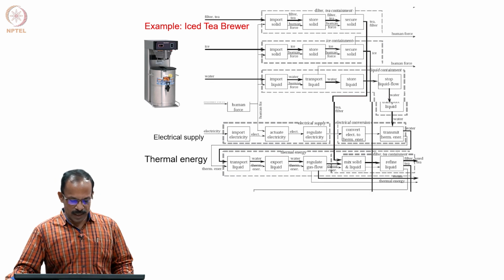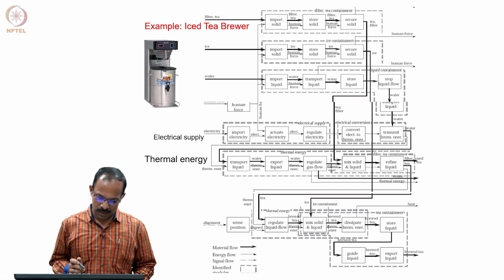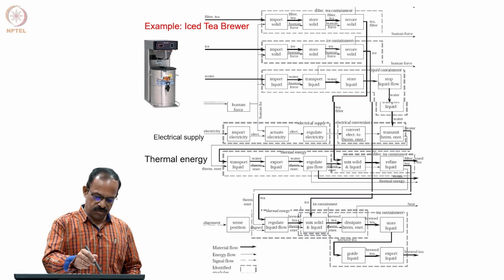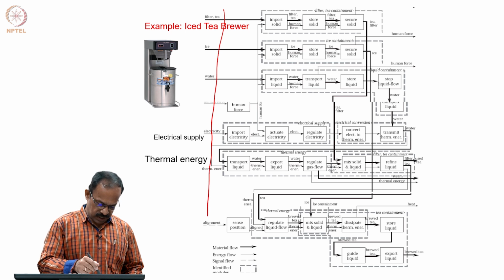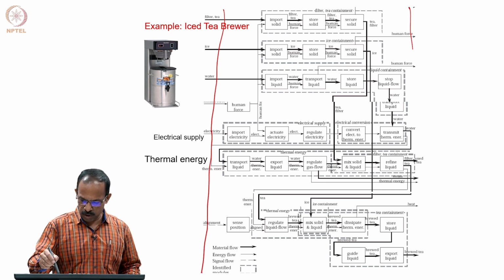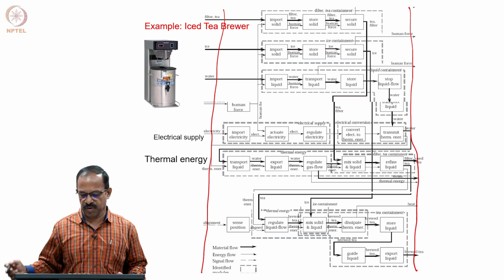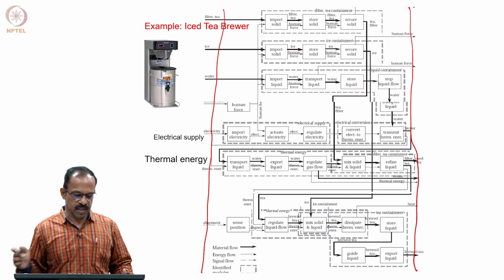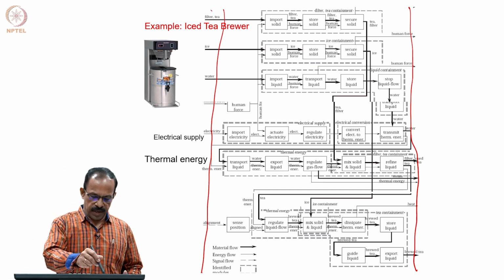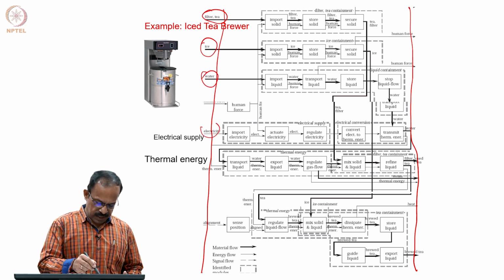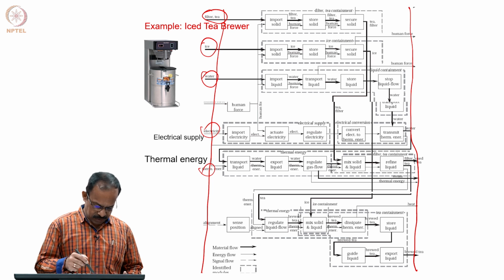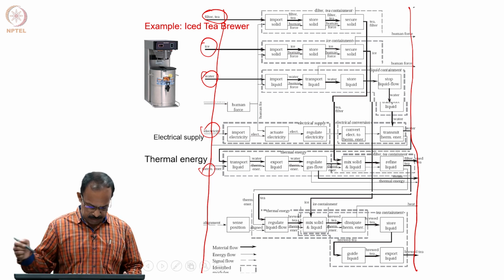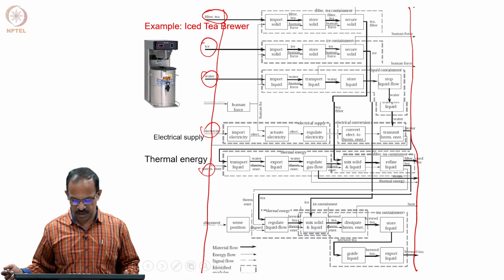So, if you look at the function structure, again this function structure we already discussed in one of the earlier classes. So, I am not going into the details of how you get this function structure. You will be getting this function structure like this. The input will be filter, tea, ice, water, then electricity, then thermal energy, that is thermal energy coming, and then alignment and other things, that is information.